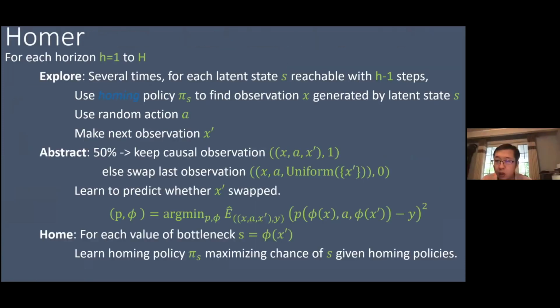Okay, thank you. The next question is from Evgeny, which is a high-level question. There's a lot of recent work on learning causal or disentangled latent representations. Do you think that is a tractable problem to solve?